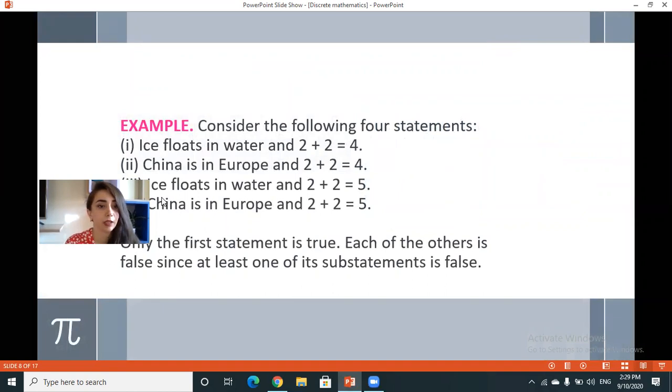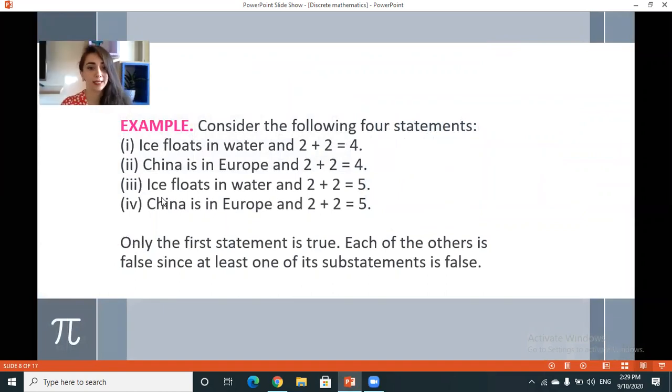For example. Consider the following four statements. The first one is, ice floats in water and 2 plus 2 is 4. Here you see there are two statements. The first one is that ice floats in water, and the second one is that 2 plus 2 is 4.